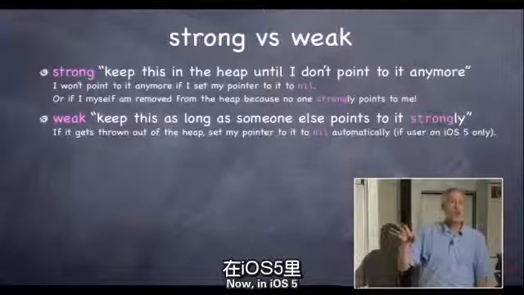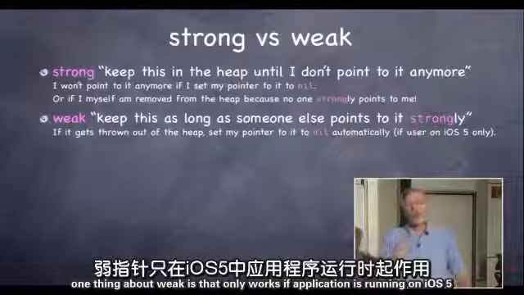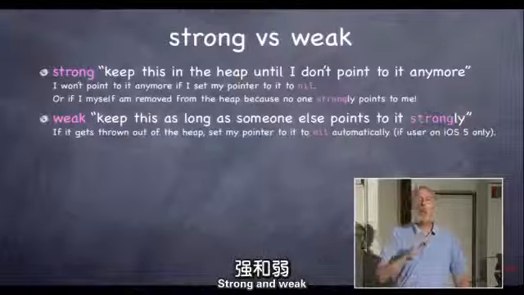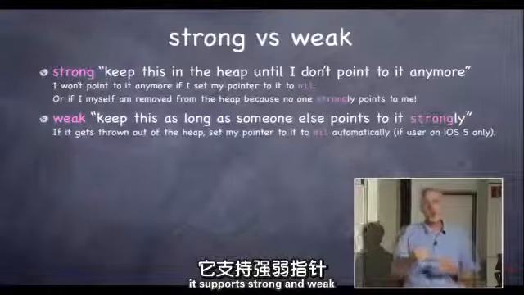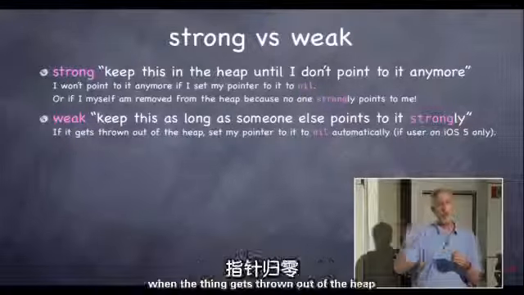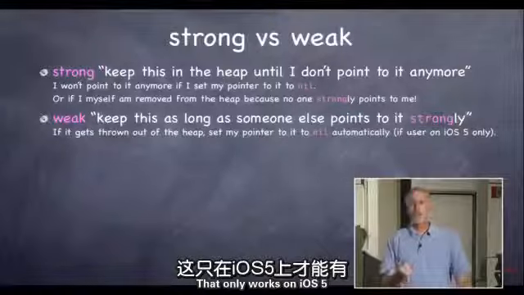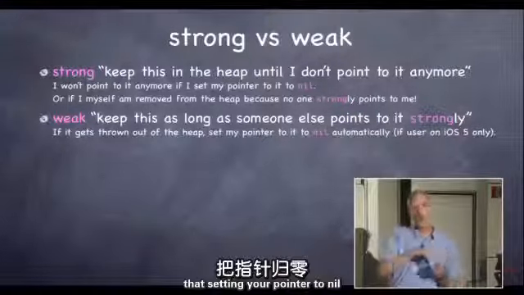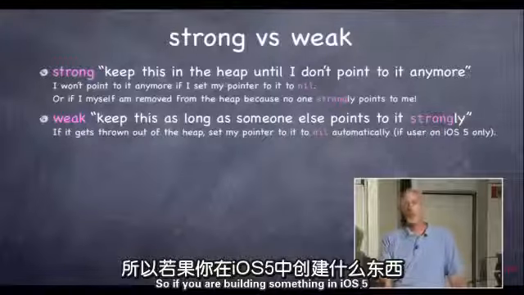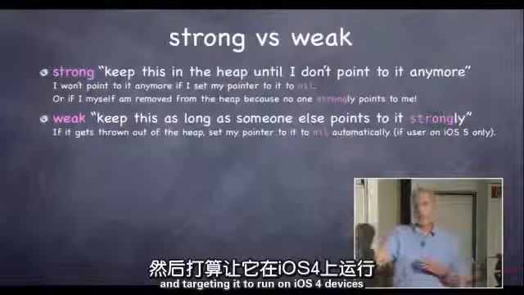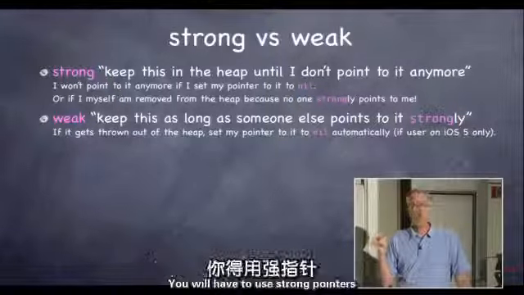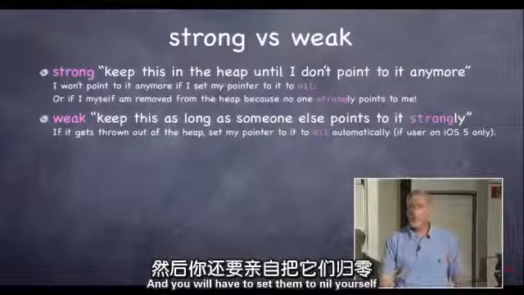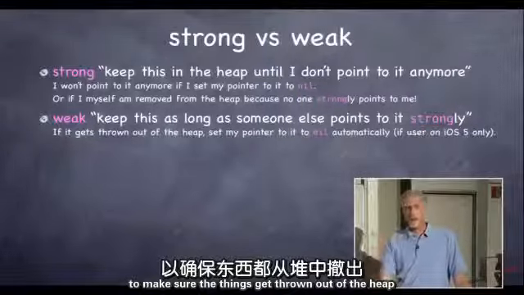Now, one thing about weak in iOS 5: that only works if the application is running on iOS 5. Strong and weak, you're developing in iOS 5, you're using the iOS 5 SDK, it supports strong and weak. But the nilling out of the pointer when the thing gets thrown out of the heap only works on iOS 5. That's in the runtime. That setting of your pointer to nil happens in the runtime. So if you're building something in iOS 5 and targeting it to run on iOS 4 devices, you can't use weak. You can't rely on this nilling thing. You'll have to use strong pointers and set them to nil yourself to make sure that things get thrown out of the heap. Okay?